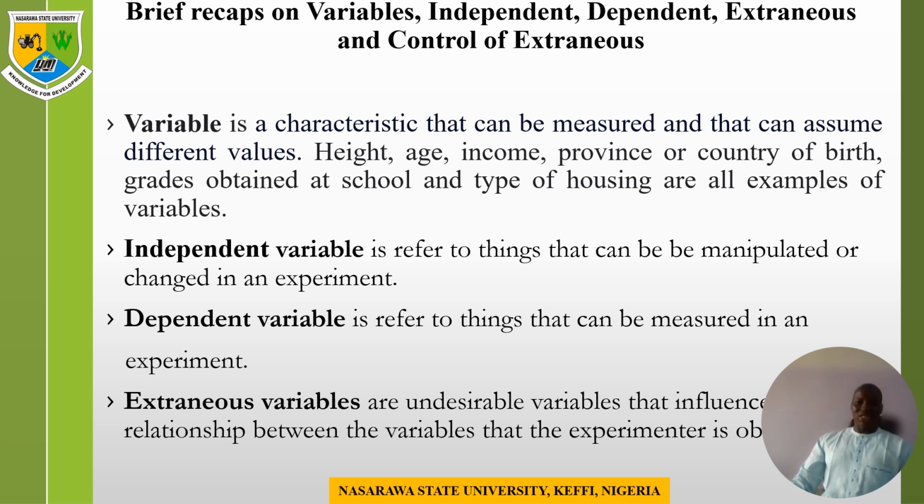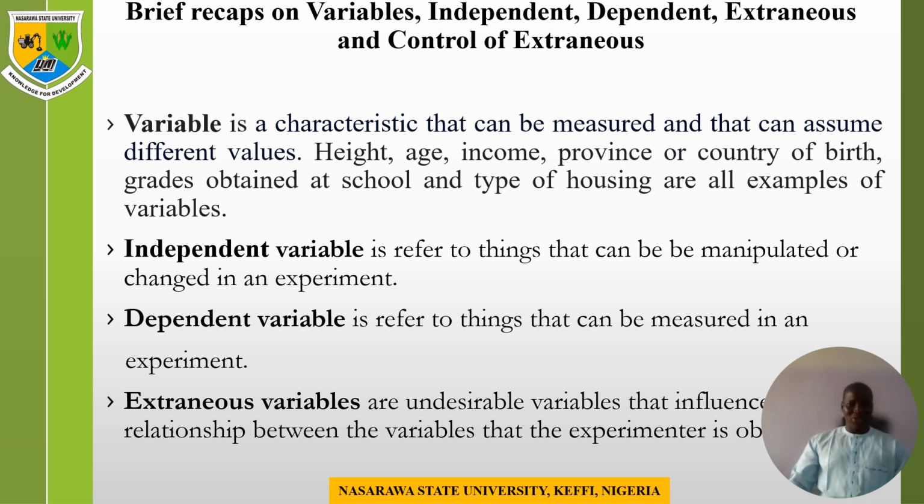All those are variables that you need to understand. Now, since we have understood what a variable is, that is, a characteristic, and things like age, grade in examination, population, and even some objects are variables, we need to understand what an independent variable is.